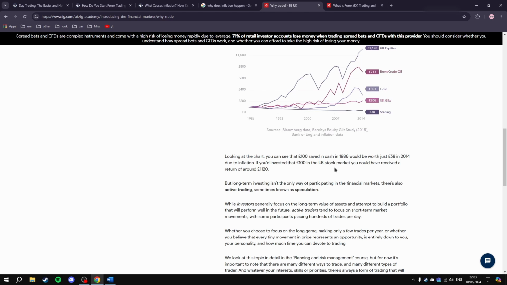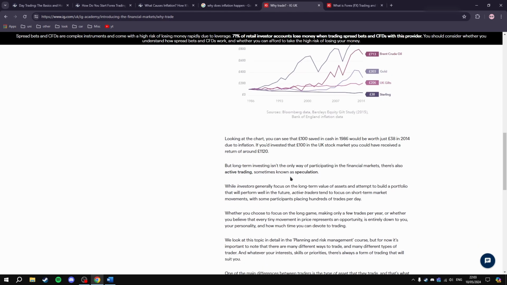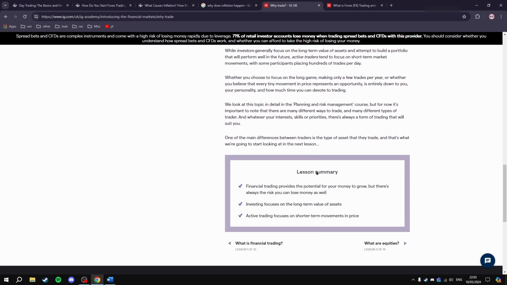But long-term investing isn't the only way of participating in the financial markets. There's also active trading, sometimes known as speculation. While investors generally focus on the long-term value of assets and attempt to build a portfolio that will perform well in the future, active traders tend to focus on short-term market movements, with some participants placing hundreds of trades per day.